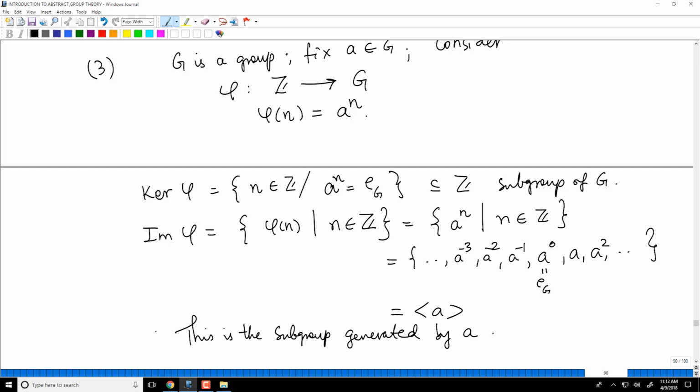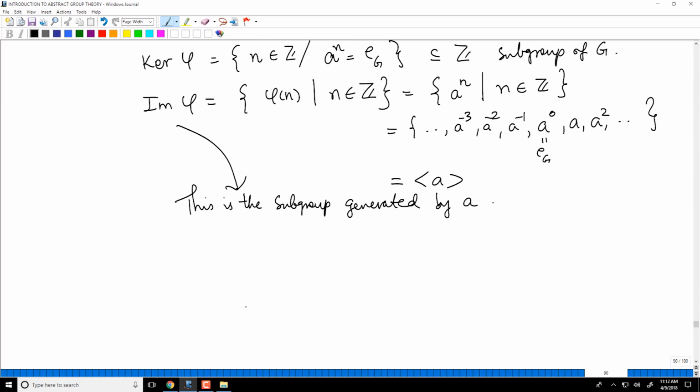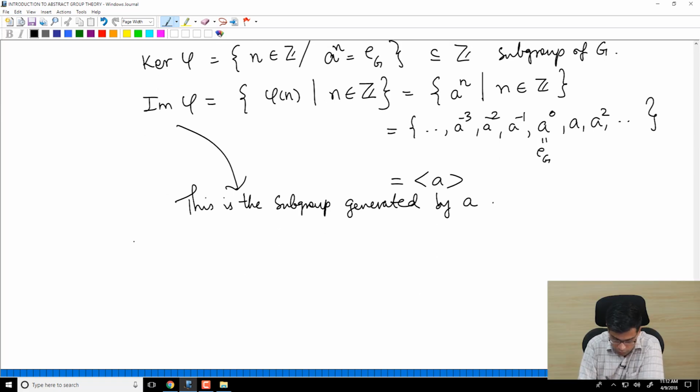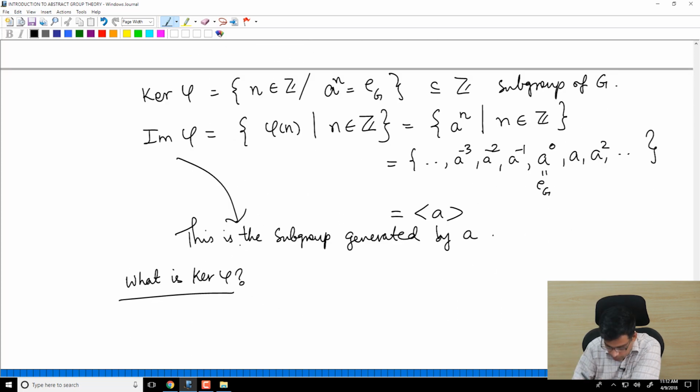The image of phi is the subgroup generated by A. Let's look at the kernel slightly more carefully. In the same example, what is the kernel of phi? The kernel of phi, as I wrote earlier, is all integers n such that A power n equals e.